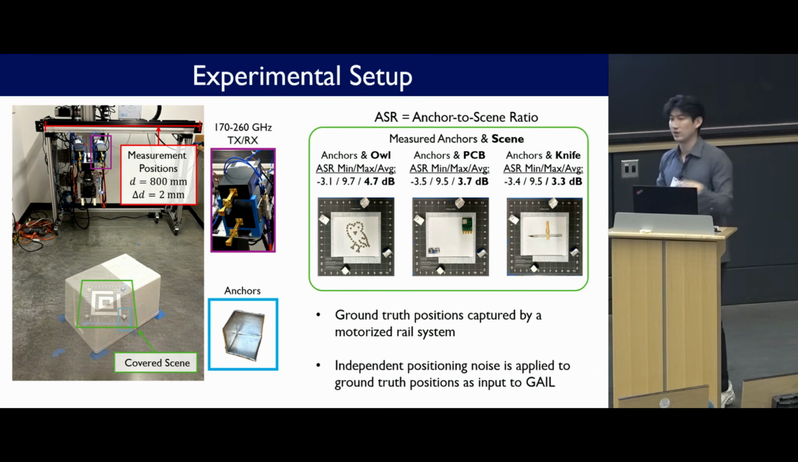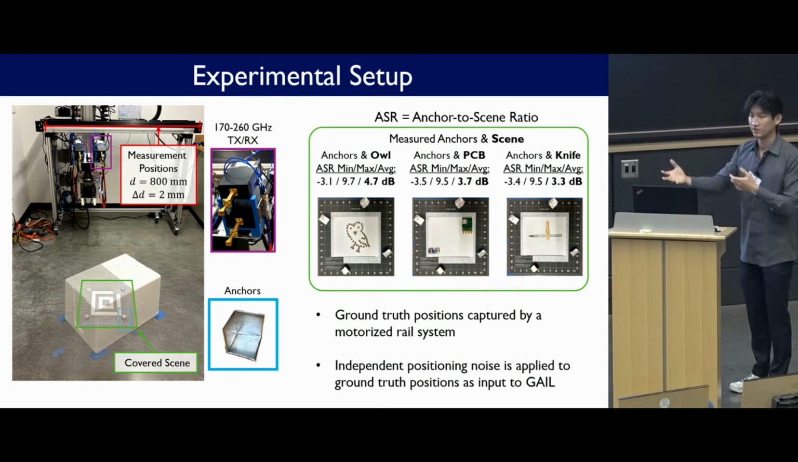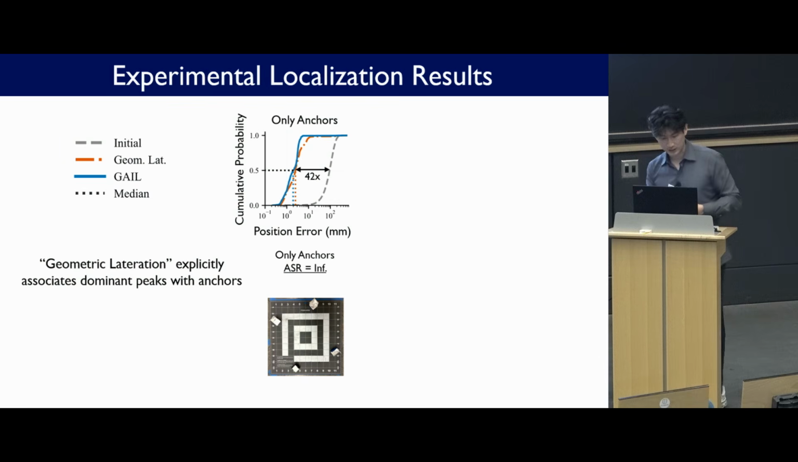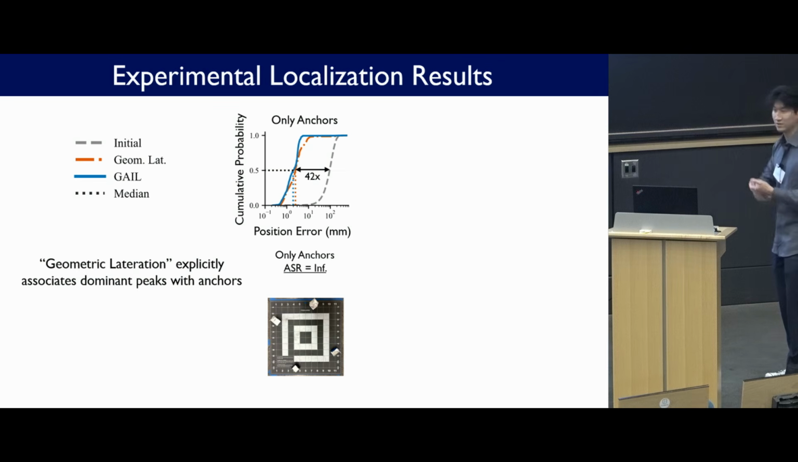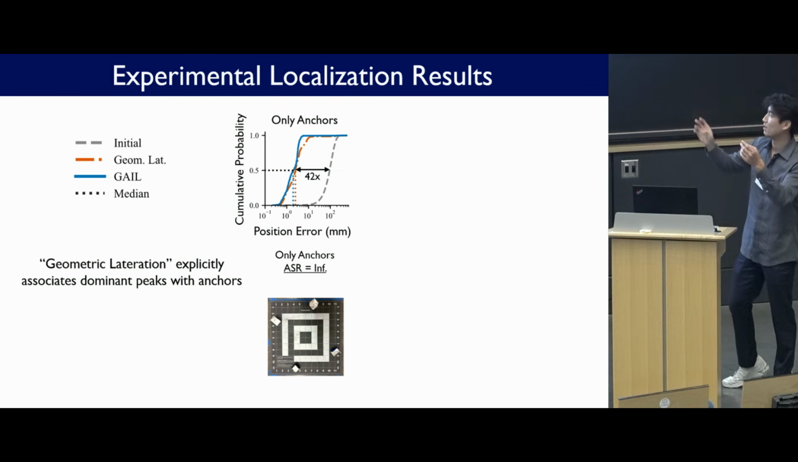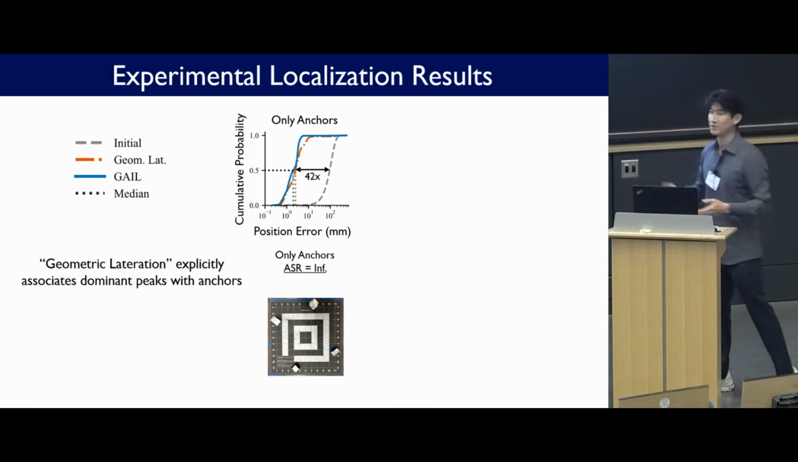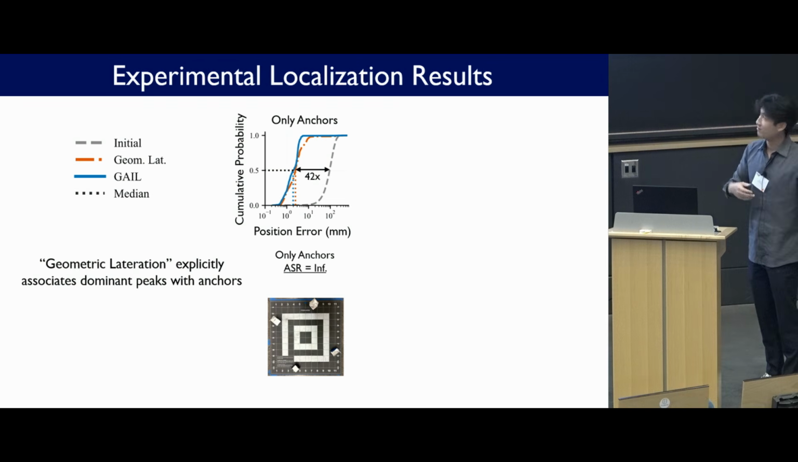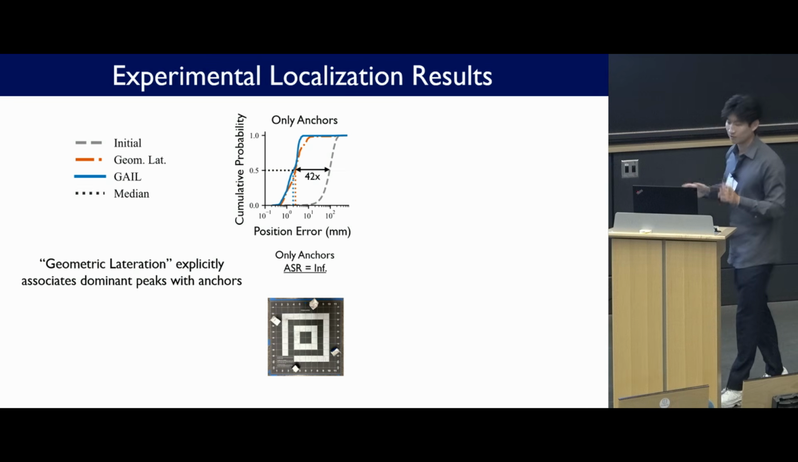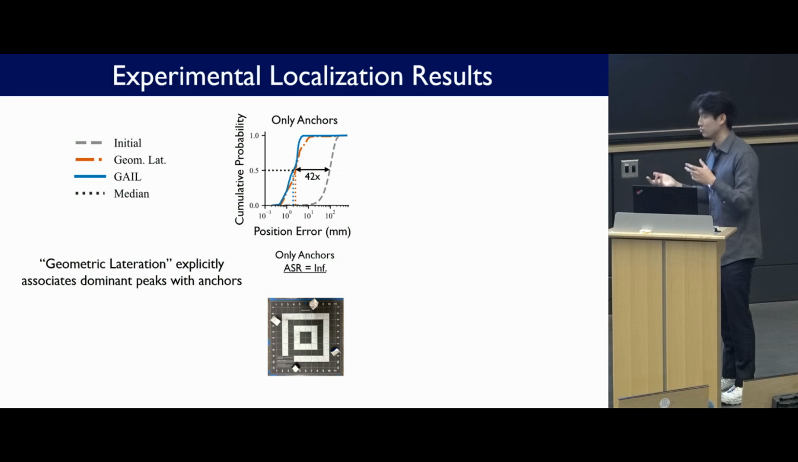As input to Gale, we add a bunch of random noise to the rail positions, and then we estimate from there. In the case that my ASR is infinite, basically I didn't put anything in my scene, then what I said earlier, which is you can just pick the 4 top peaks in your scene, associate them with the anchor positions, and then do a traditional lateration formulation, still works. So you can see that this way of thinking can still get you to wavelength order accuracy. This is about 2 millimeters of accuracy that we're getting for a traditional formulation.